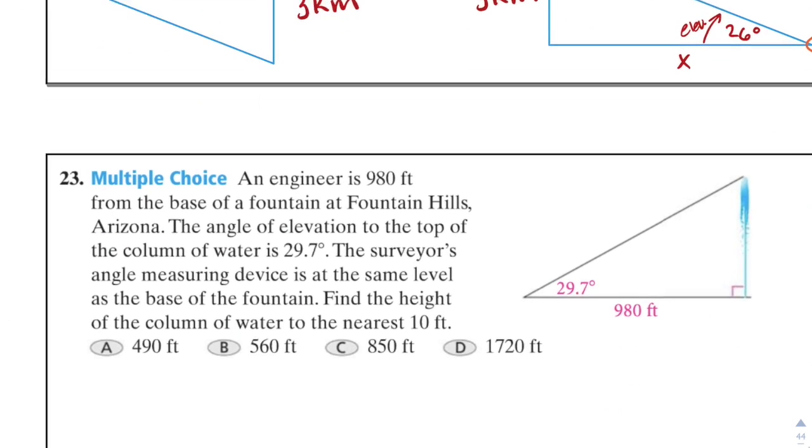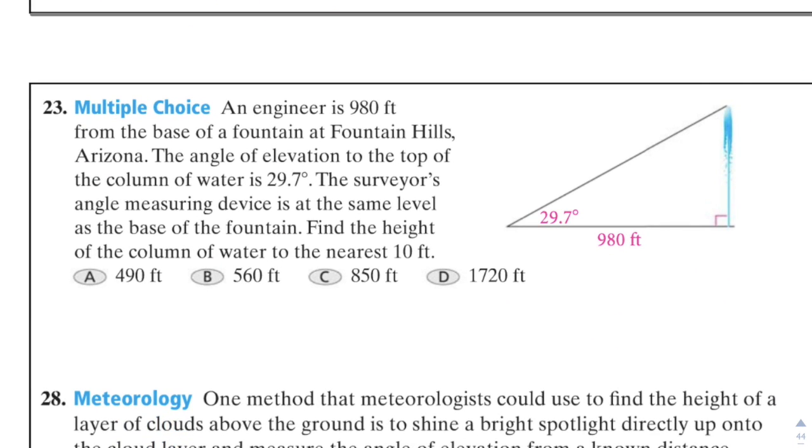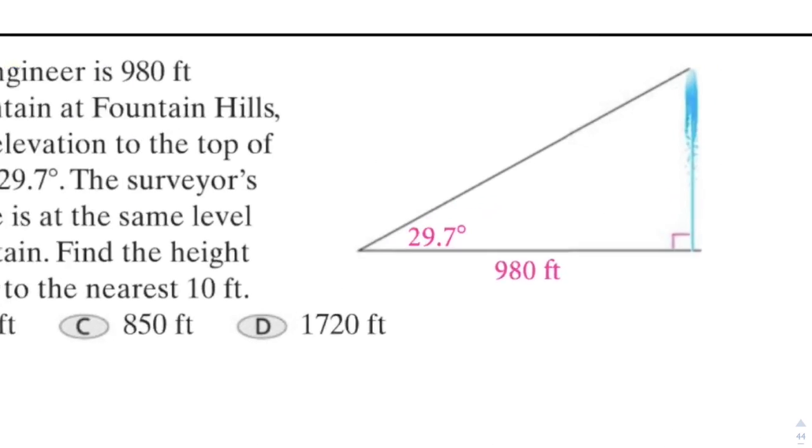Surface distance. Okay, this one, an engineer is 980 feet from the base of a fountain at Fountain Hills. That's in Arizona. The angle of elevation to the top of the column of water is 29.7 degrees. The surveyor's angle measuring device is at the same level as the base of the fountain. Find the height of the column of water to the nearest 10 feet.